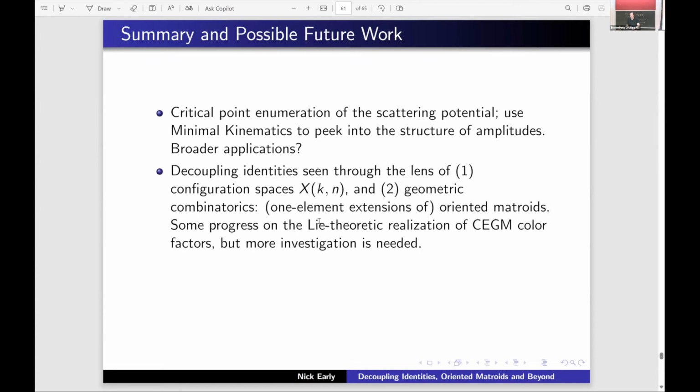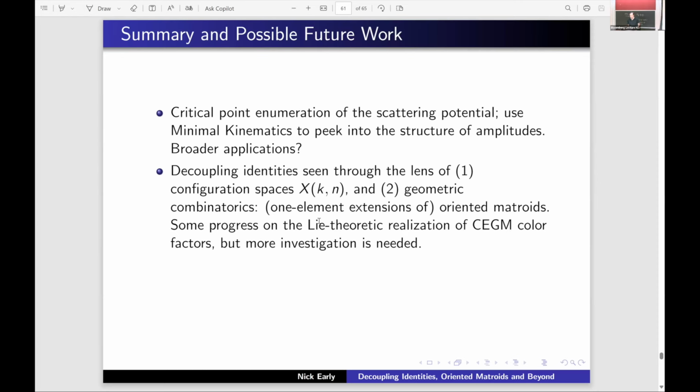Second, decoupling identities seen through the lens of configuration spaces. So we developed that for X36, X3N in particular. There's a way to get irreducible decoupling identities. Because in general, if you take n minus 1 hyperplanes and shove in an nth one, the corresponding forms are going to satisfy a bunch of irreducible identities, a bunch of sub-identities. So there's a way to do that. In the theory of oriented matroids, these are called one-element extensions. There's a rich theory behind that too.